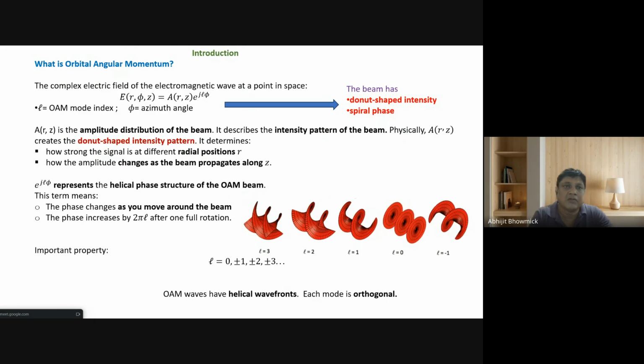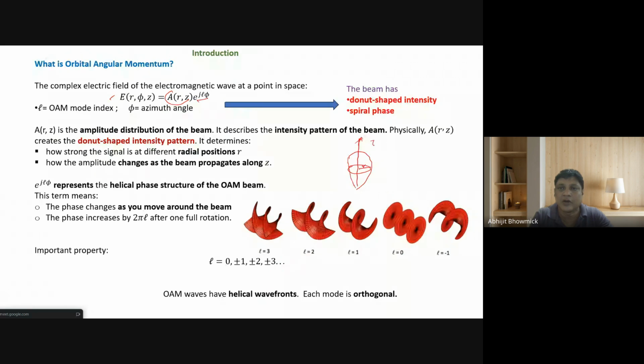Now, if you look at the general electromagnetic field, E is equal to A, which is called the intensity or amplitude distribution. This is the amplitude of the beam, and e to the power j l phi represents the phase structure, the helical phase structure. This A is a function of r and z. r is the radial distance. If you look at a beam, it has some radius, and it propagates in some direction, that is z.